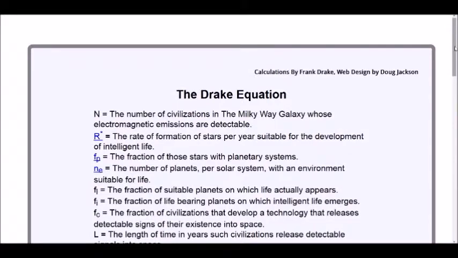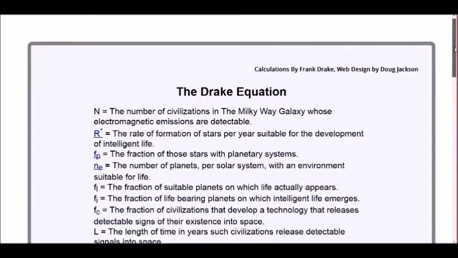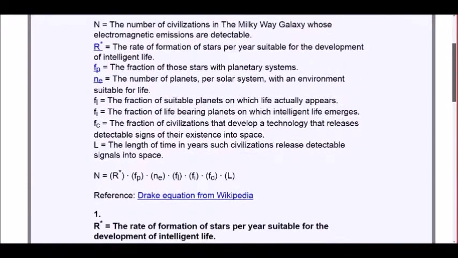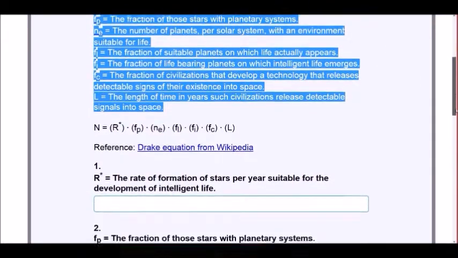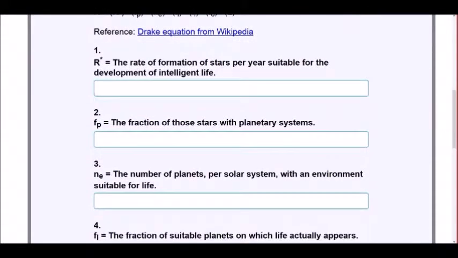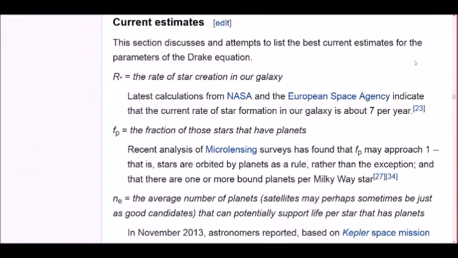The Drake equation tries to estimate the number of communicating civilizations in the Milky Way galaxy. These are the terms of the Drake equation, and these are the descriptions of each term. If you'd like to read more about the Drake equation, go to Google, search on Drake equation and Wikipedia, and this is what you'll get.